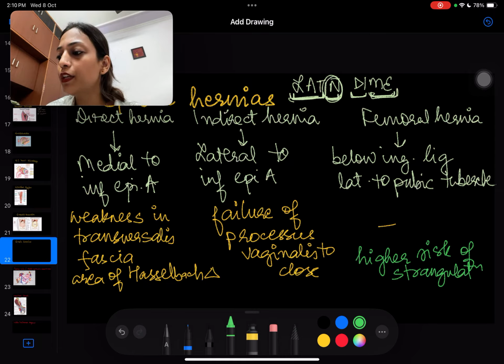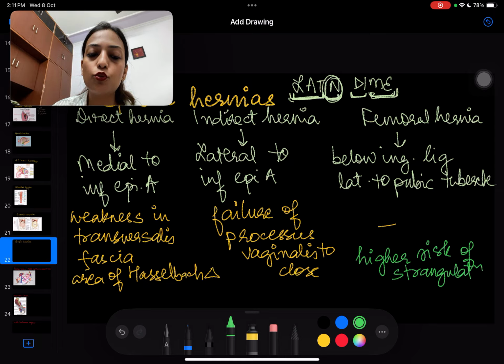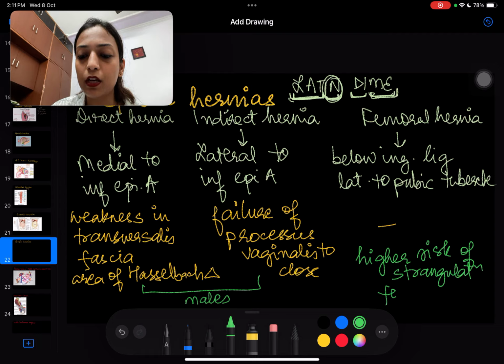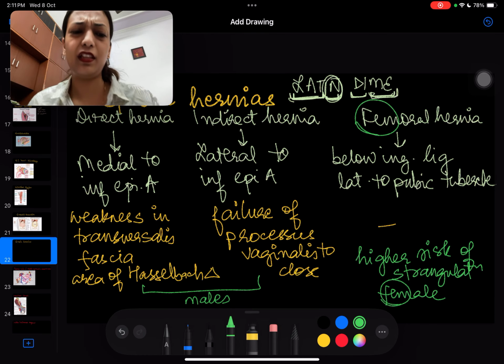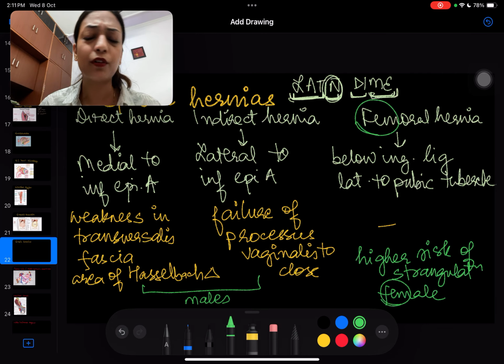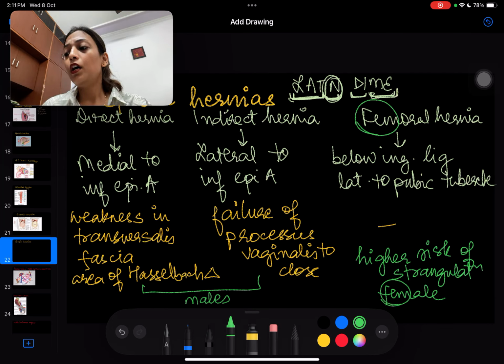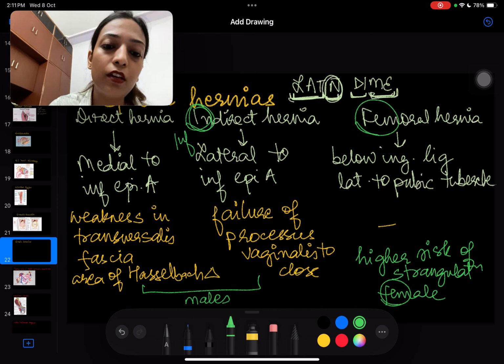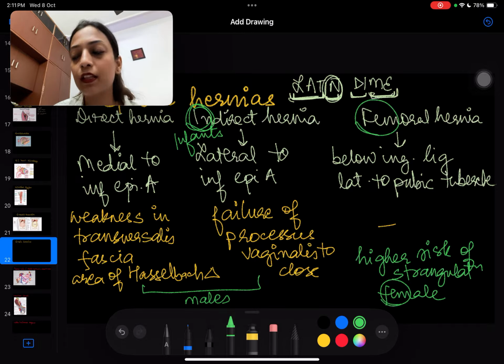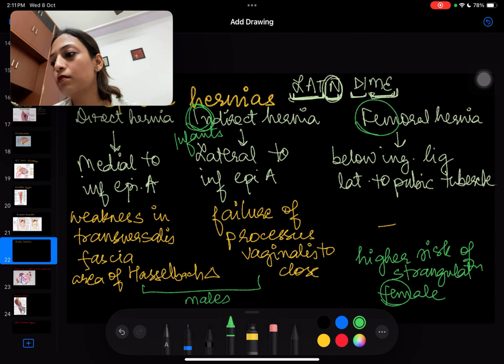Now, what else do we need to know? These two are common in males, obviously, and this one is common in females. How do you remember that? Females will have femoral hernia. Very simple. I think all of us know this by this mnemonic, this trick. Which one can occur in infants? These are questions. So indirect hernia occurs in infants. Okay, do we get that? And these two will occur in adults. That is all that I have here.